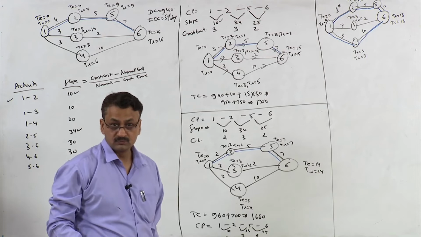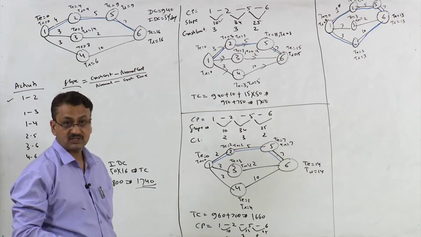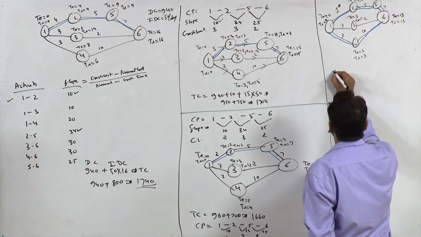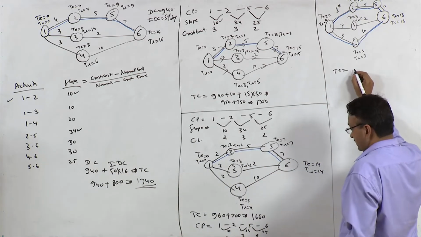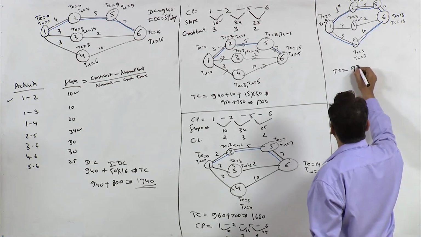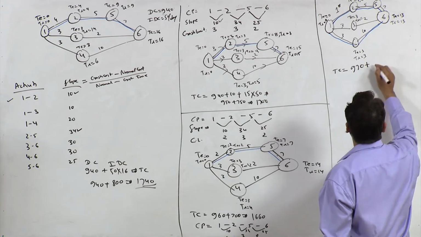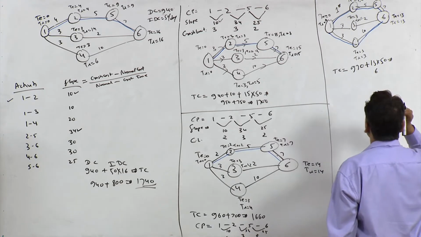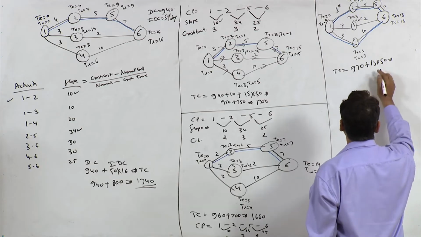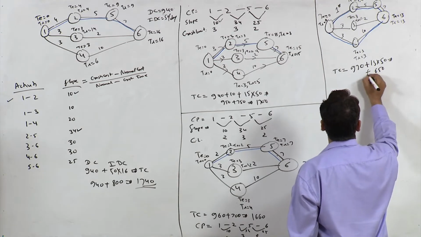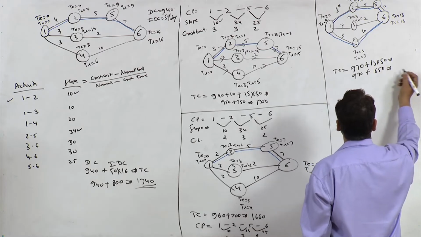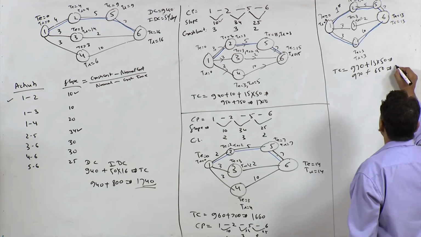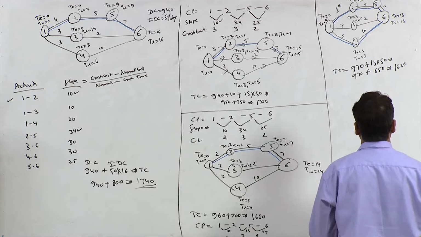Now what to do? You would like to reduce the duration of this particular project, and what would be the total cost at this point? Total cost is 970 plus 13 into 50, right? So this is 650. How much is this? This is 650 plus 970, right? So this would be total 1620, right?